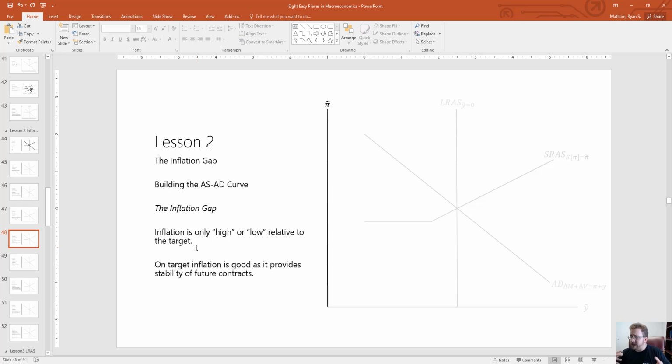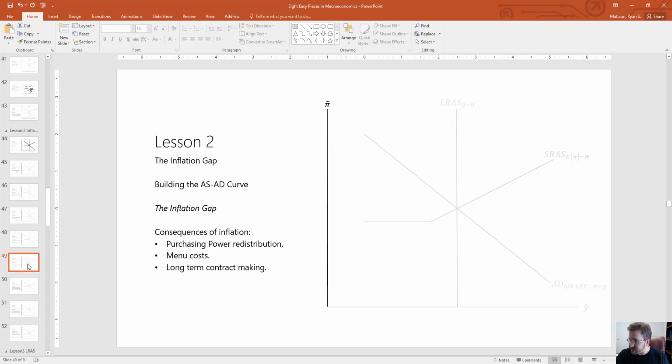So inflation is only really high or low relative to this target. I mean, if we're expecting 20% inflation, then is 30% really all that high? It matters in this benchmark. The Federal Reserve wants to benchmark people's expectations to this 2% measure. On-target inflation is supposed to be good in that it provides a stability for contract making, a stability for anticipating what these price changes will be, and that's within the Federal Reserve's mandate of price stability, right? So they're going to target this 2% inflation.